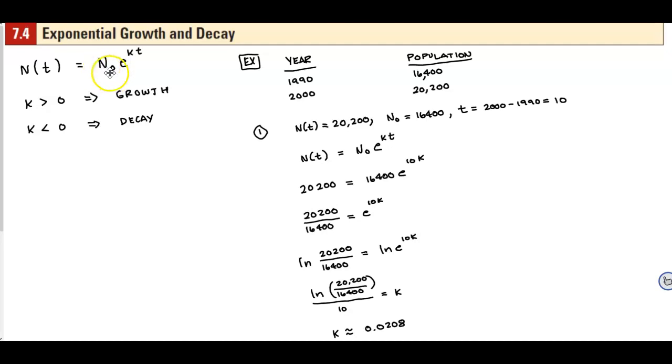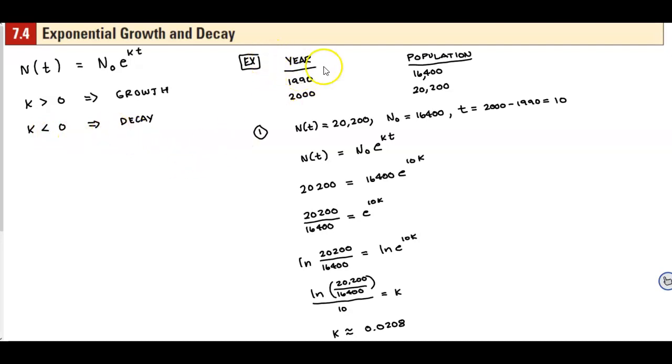N subscript 0, or N naught, is the initial population. And then k represents a constant and t represents time. Now, if k is greater than 0, if it's positive, then it's going to be an exponential growth. If k is less than 0, then it's going to be an exponential decay.